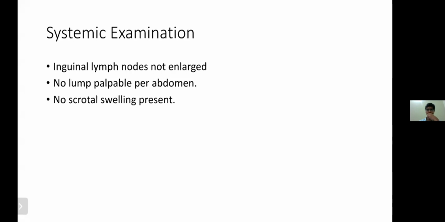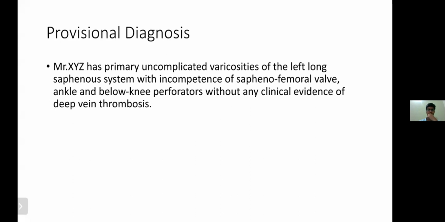See the diagnosis and summary. So my provisional diagnosis is Mr. XYZ has primary uncomplicated varicosities of the left long saphenous system with incompetence of the saphenofemoral valve, ankle, and below knee perforators, without any clinical evidence of deep vein thrombosis. Okay.